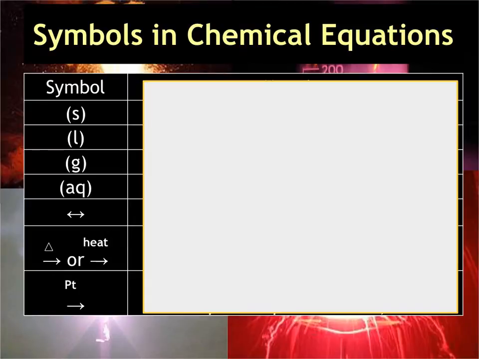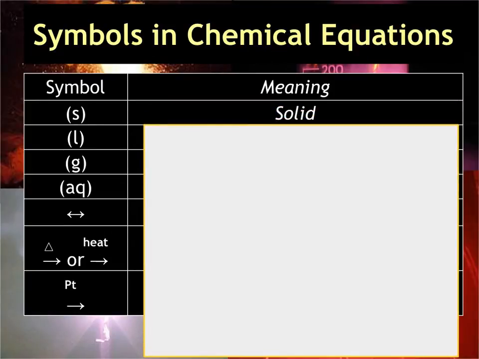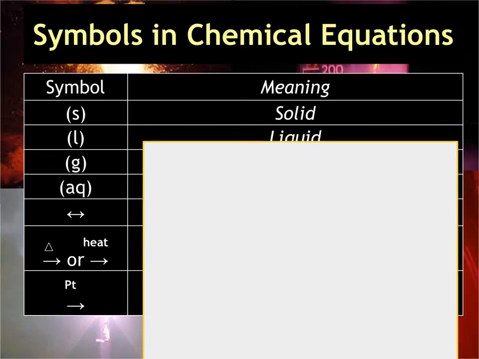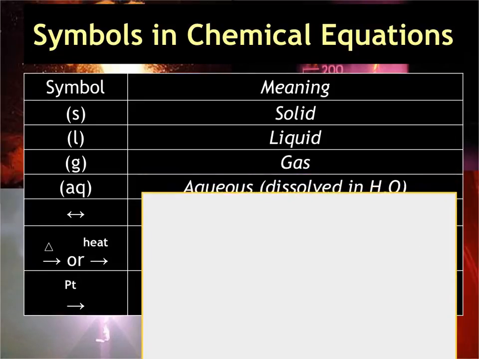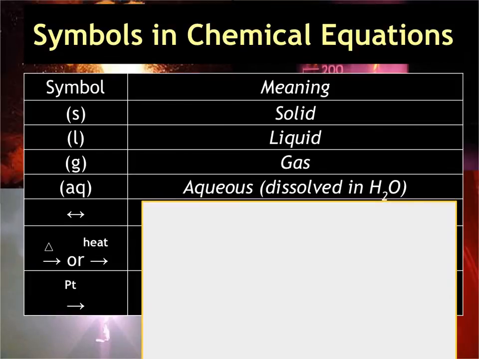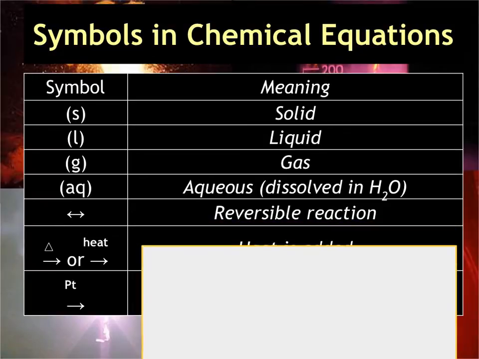There are symbols in chemical equations that you need to be aware of. These are going to be the meanings for the different symbols. If you see S in parentheses, that's a solid. An L in parentheses would be a liquid. A G in parentheses would be a gas. AQ, as you already know, means aqueous, which means that the substances are dissolved in water. A double-sided arrow means that it's a reversible reaction. It could go forward or it can go backwards.